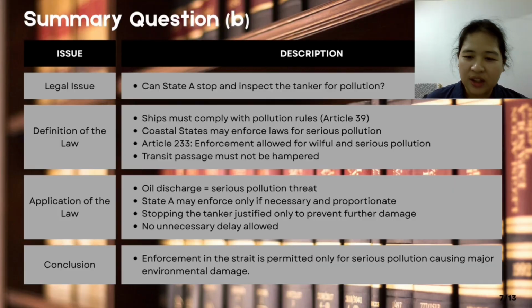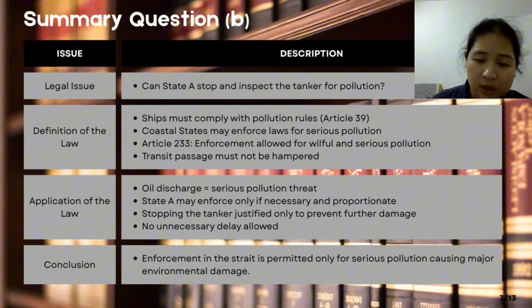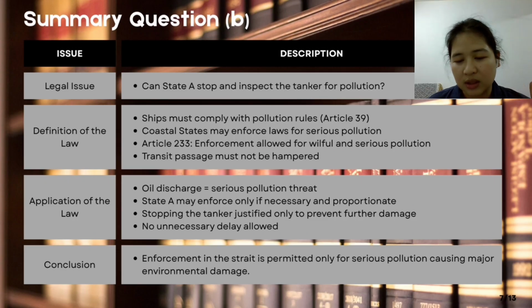In applying the law, the oil discharge presents a serious pollution risk, but State A may enforce only if the measures are necessary and proportionate to the wrongdoing. Stopping the tanker is justified only to prevent further environmental damage, and no unnecessary delay for the foreign flagship is allowed. So the main takeaway here is that enforcement in the strait is permitted only for serious pollution causing major environmental damage.